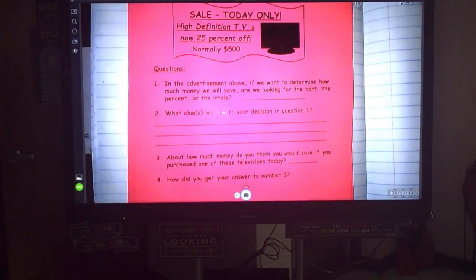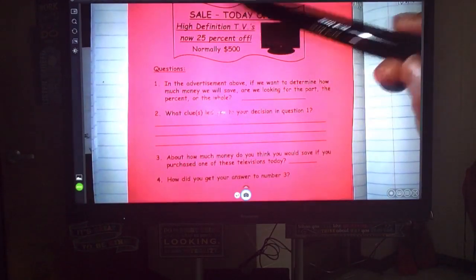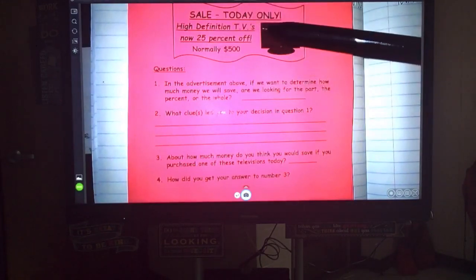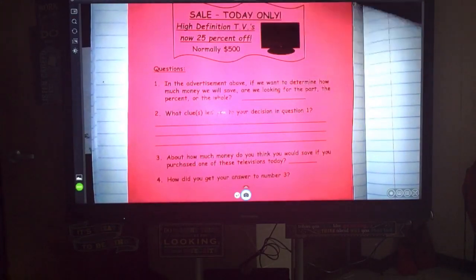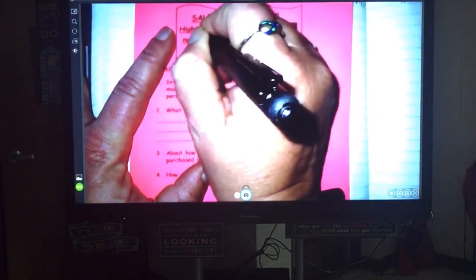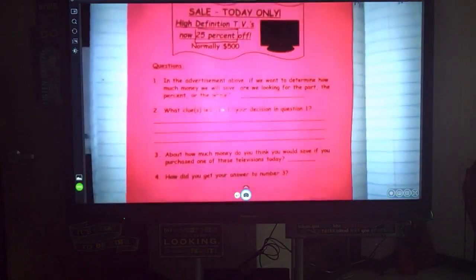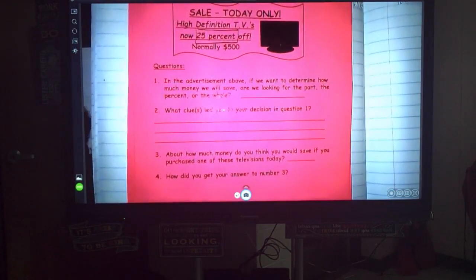All right, so let's talk about the information that we have inside of our advertisement. We have this. What does that tell us? The percent. It tells us the percent. So we know we're not finding the percent. So if you wrote percent, you raise your answer. All right, now you're looking for the part and the whole.